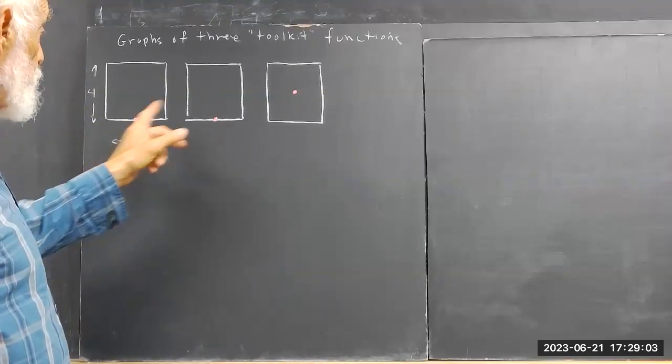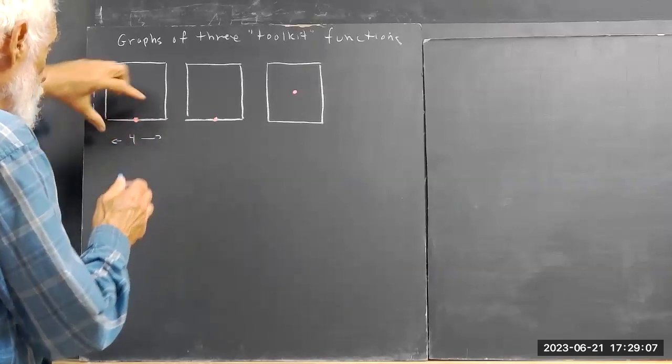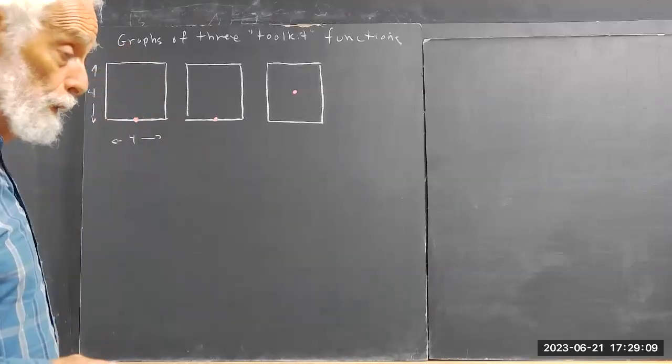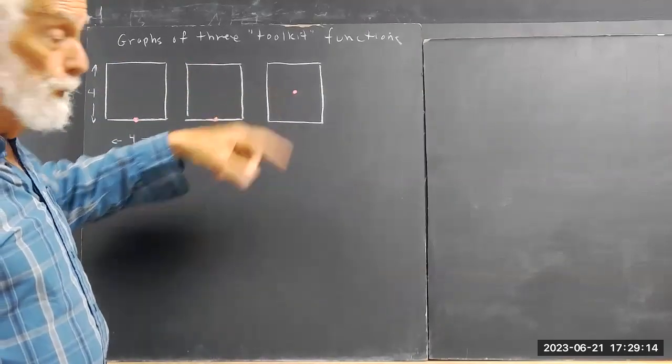The red dot in this square and the red dot in this square are right in the center, halfway across the lower edge of the square. This one is in the center of the square.